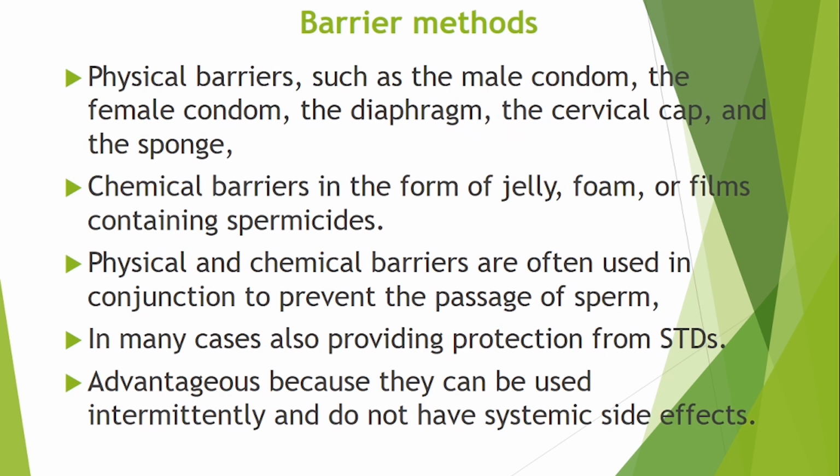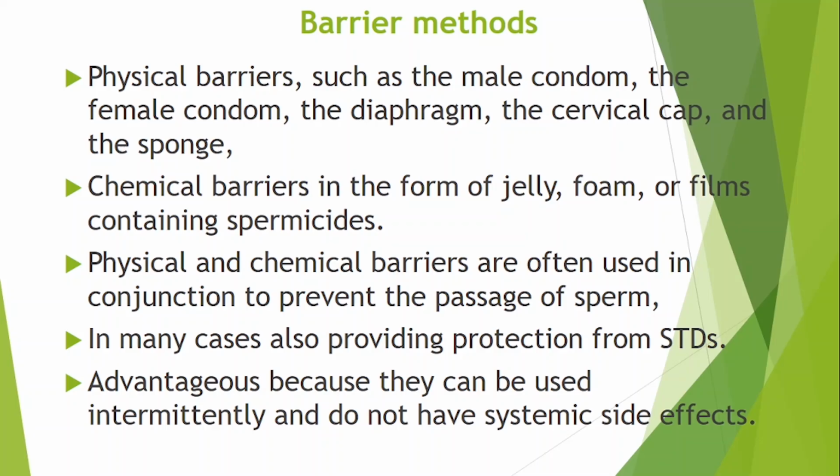So we move on to barrier methods of contraception. Barrier methods of contraception entail physical barriers such as the male condom, the female condom, the diaphragm, the cervical cap, and the sponge, as well as chemical barriers in the form of jelly, foam, or films containing spermicides. Physical and chemical barriers are often used in conjunction to prevent the passage of sperm. What barrier methods do is to prevent the sperm and the ovum from meeting.